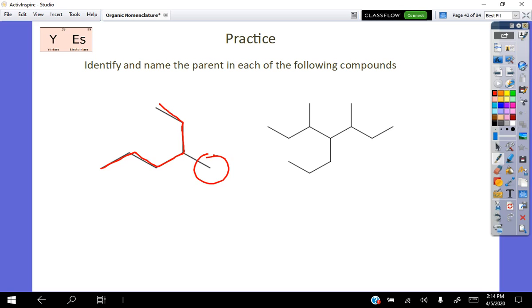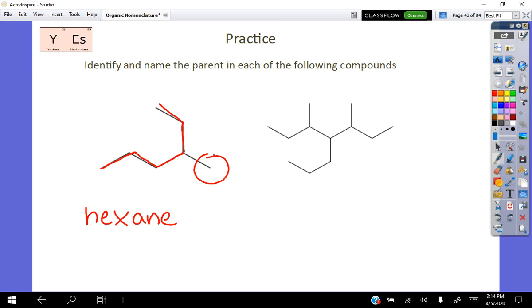Now, since it is a 6-carbon chain, I need the prefix that represents 6, which is hex. And then I know for an alkane, the ending is ane. So this is hexane, which is C6H14 as the main formula for the parent. And then I know I'm going to have an extra carbon on there with 3 hydrogens. So I don't actually care about the formula right now, but I do care about the parent name.